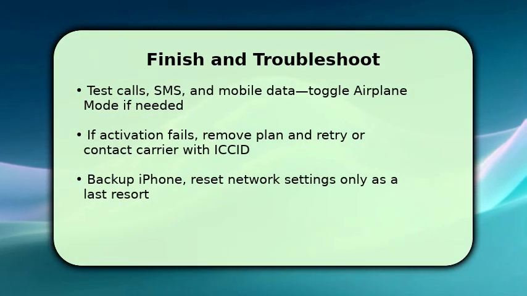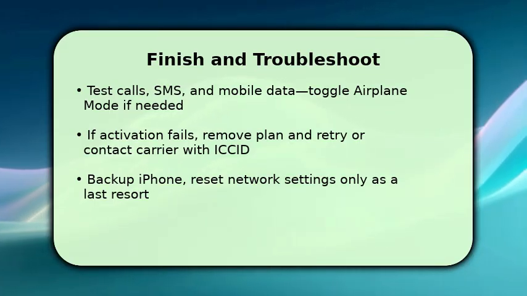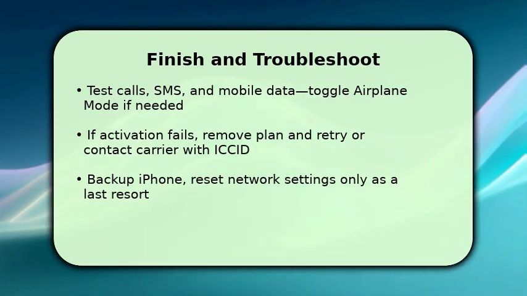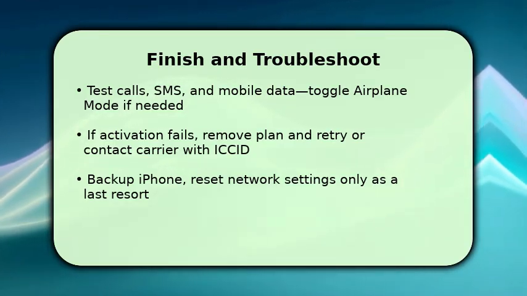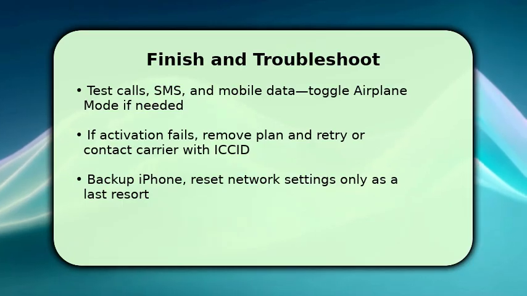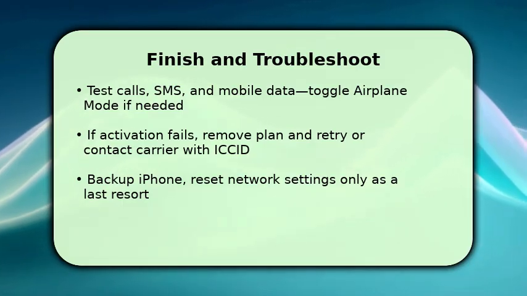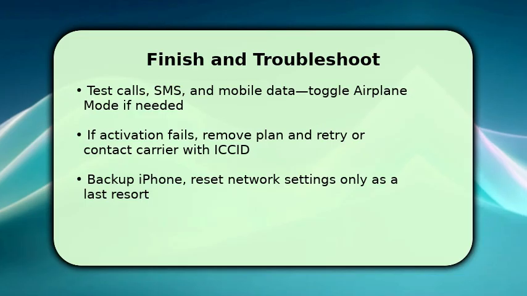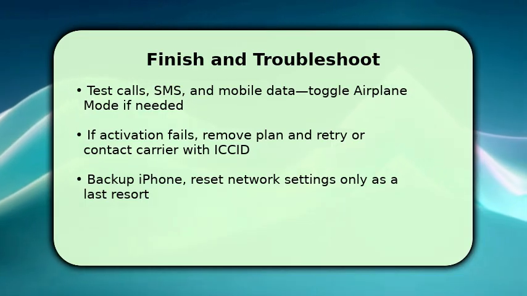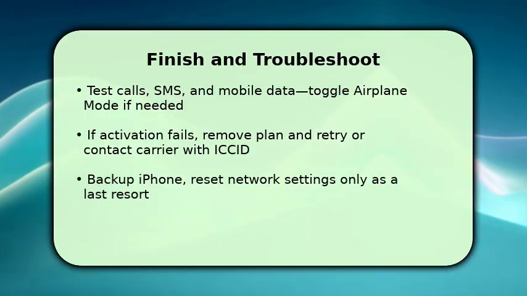Finish by validating service. Place a call, send an SMS, and browse mobile web to verify data. If connectivity is inconsistent, toggle airplane mode briefly to force re-registration. When activation fails, remove the eSIM profile and repeat the QR/code flow. Record the ICCID and error messages before calling your carrier for provisioning checks.